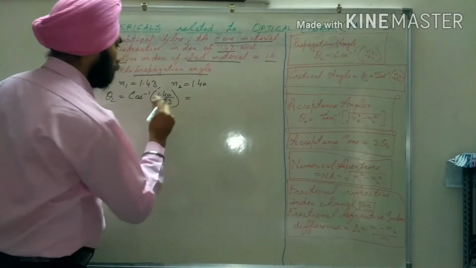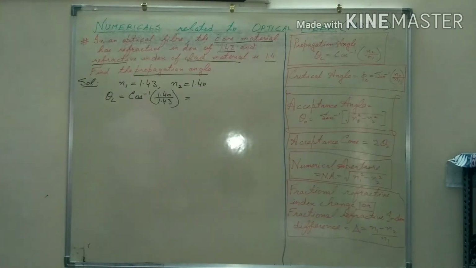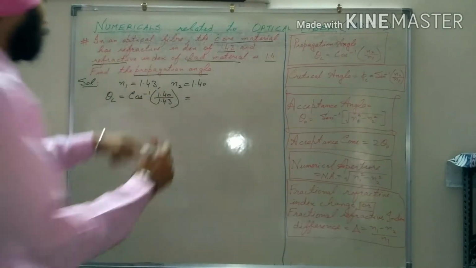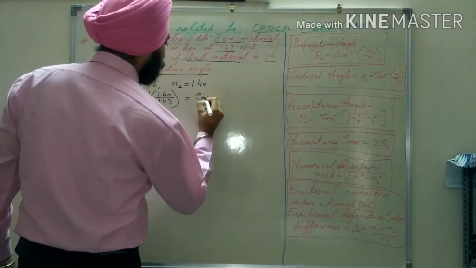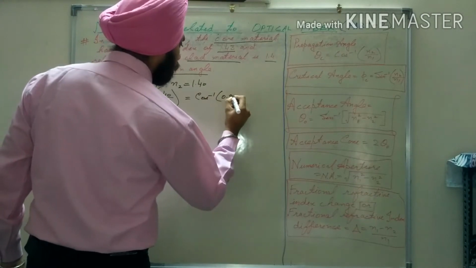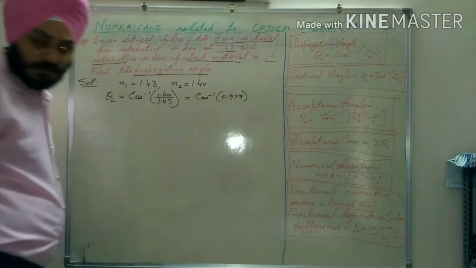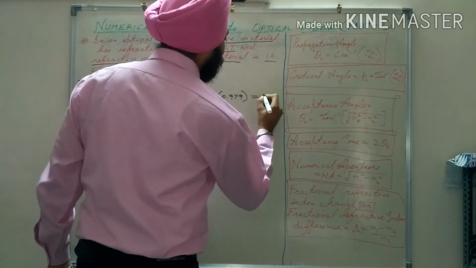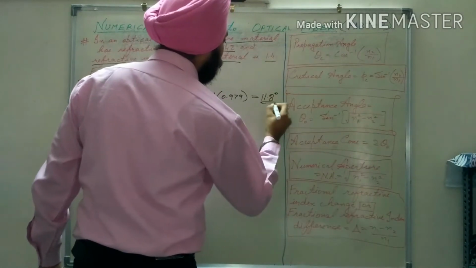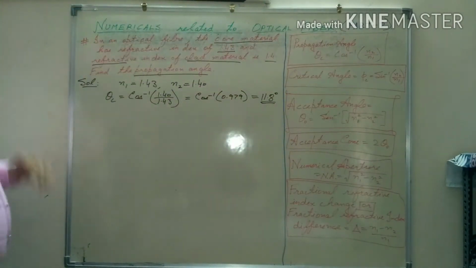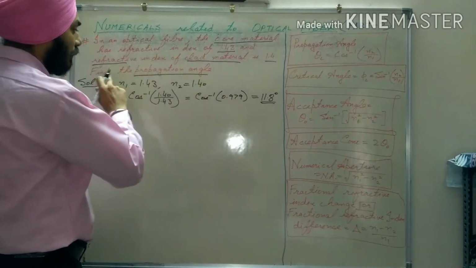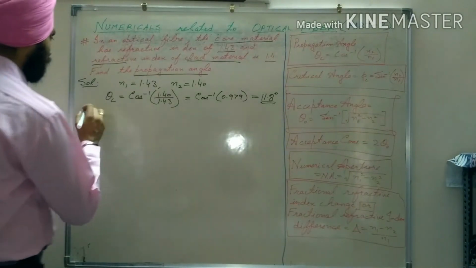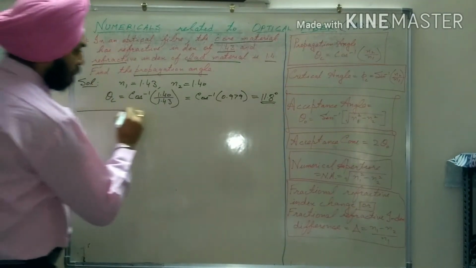This is same. So after solving, 1.40 divided by 1.43 becomes 0.979, right? And cos inverse of 0.979 is 11.8 degree. This is the propagation angle. So our aim was to find the propagation angle, and propagation angle is 11.8 degrees, right? Okay, next numerical.